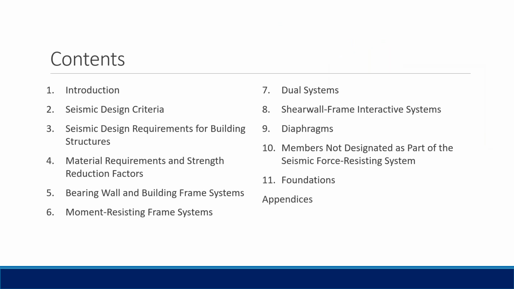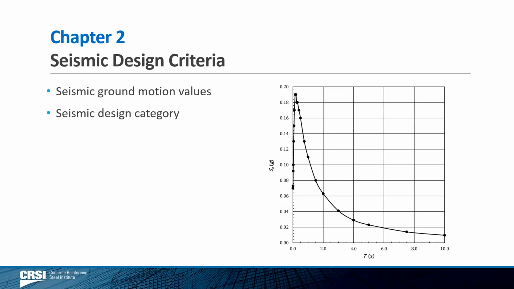The table of contents of the publication is shown here. I would like to highlight some of the key information in each chapter. Chapter 2 contains a summary of the seismic design criteria in Chapter 11 of the 2022 edition of ASCE 7. Shown here is an example of the new multi-period design response spectrum that is used in determining seismic forces.